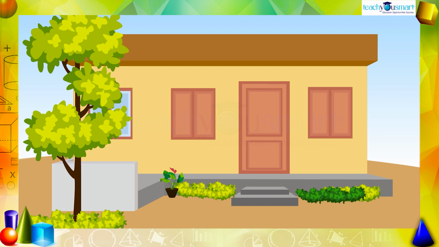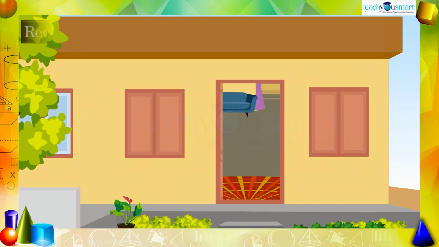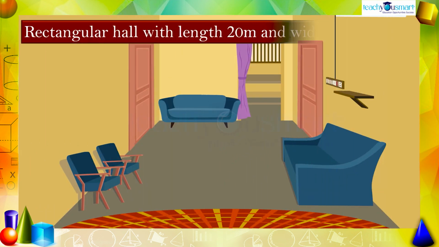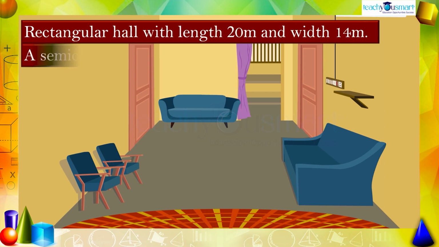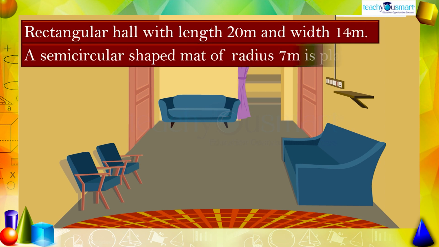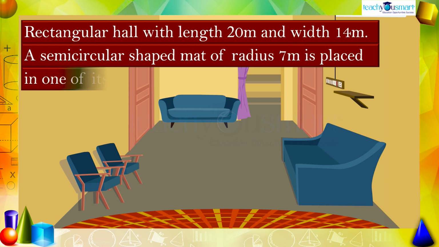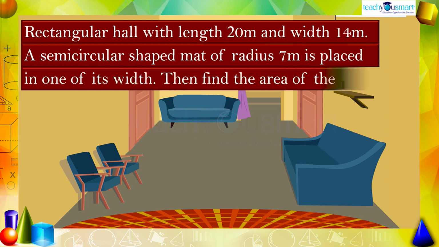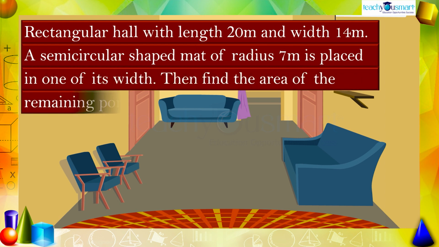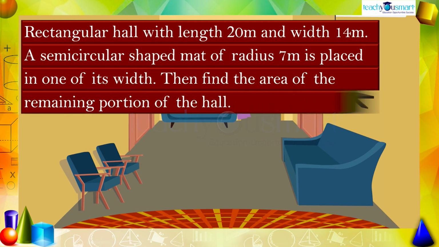In John's house, there is a long hall in the shape of a rectangle, of length 20 meters and width 14 meters. One day, he bought a semicircular shaped mat of radius 7 meters, and it can be placed in one of its widths. Then, find the area of the remaining portion of the hall.